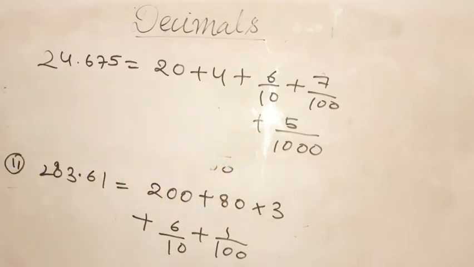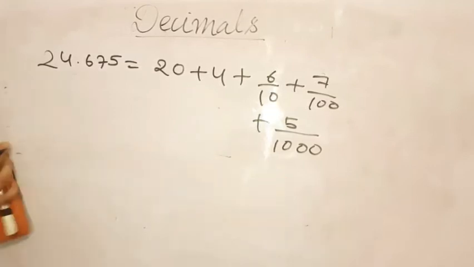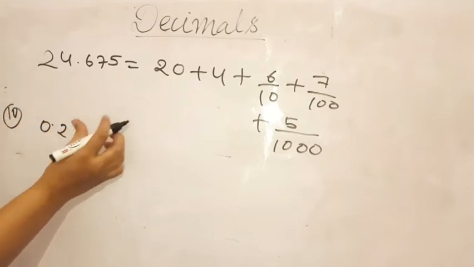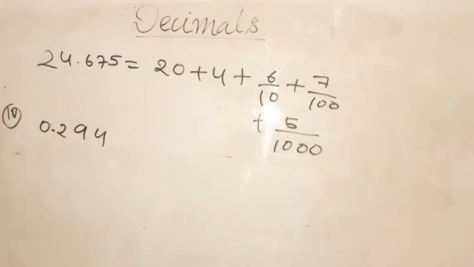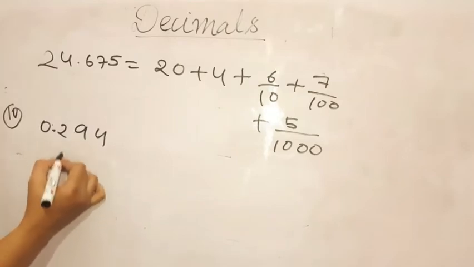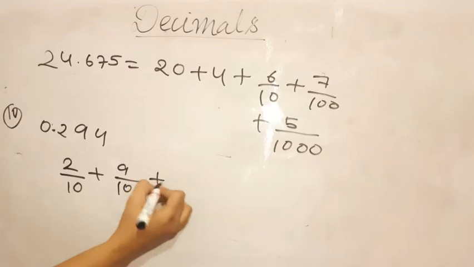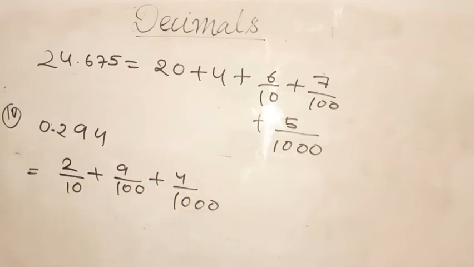Now moving on to the next option, that is the fourth option. You have to do this question in your maths class copy. The fourth option is 0.294. Here, as you can see, in the whole number part there is nothing given, it is 0 point. So we will start from the decimal part itself: 2 upon 10 plus 9 upon 100 plus 4 upon 1000. This will be the expanded form of this number.